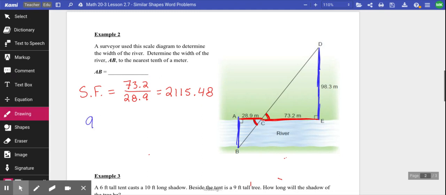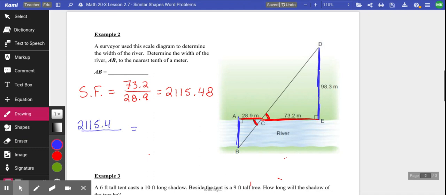So in this one, it's 98.3. And then I'm dividing by my scale factor of 2115.48. Oh, sorry. I wrote those in the wrong spot. 211548 divided by 98.3. My bad, I put those in the wrong spot.